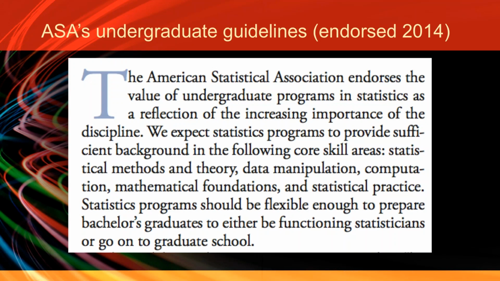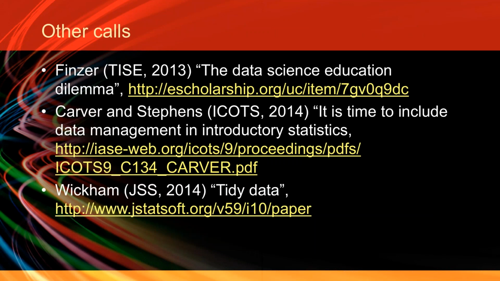The ASA recently endorsed updated guidelines for undergraduate programs. And again, I think these go beyond majors and minors to thinking about second and third courses in statistics. They expect that these programs will provide sufficient background for students in the following core skill areas: statistical methods and theory, data manipulation, computation, mathematical foundations, and statistical practice. And so we really need to be thinking about these as a framework for how we get students engaged. I mentioned previously Bill Finzer's TIES paper, The Data Science Dilemma, looking at K-12 issues and how we can be building precursors there.